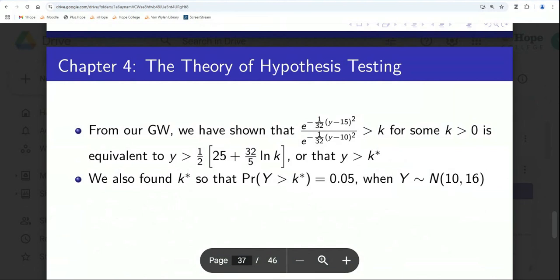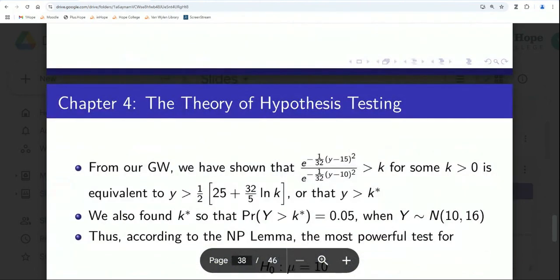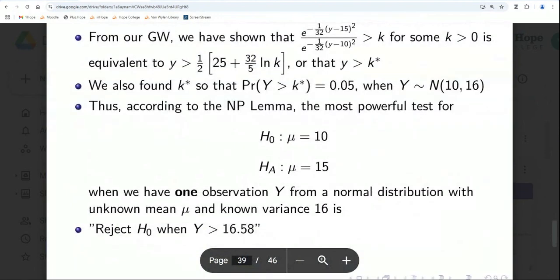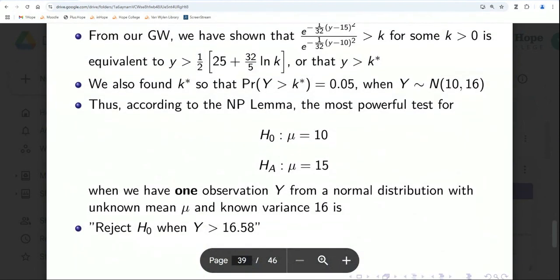Okay. Then what I asked you all to do was to acknowledge that the most powerful test, according to the Neyman-Pearson lemma, is: I want you to reject the null when y is more than 16.58. So what question 28 was all about was that this test now has a power. Does anyone remember the definition of power? It's 1 minus the probability of type 2 error. That's right. Now, what's the probability of type 2 error? See, I'm trying to break it down systematically so that we understand what we're doing.